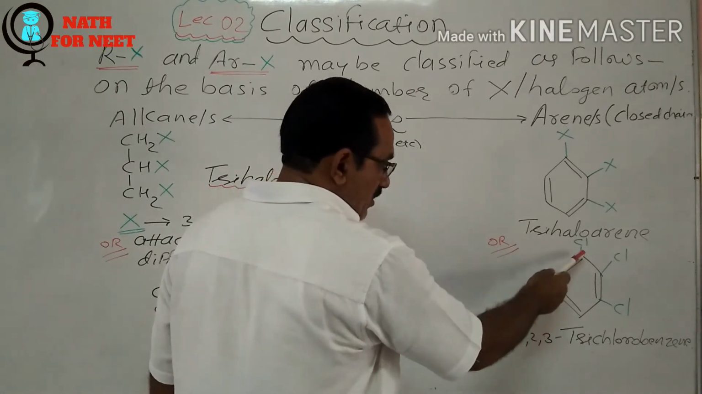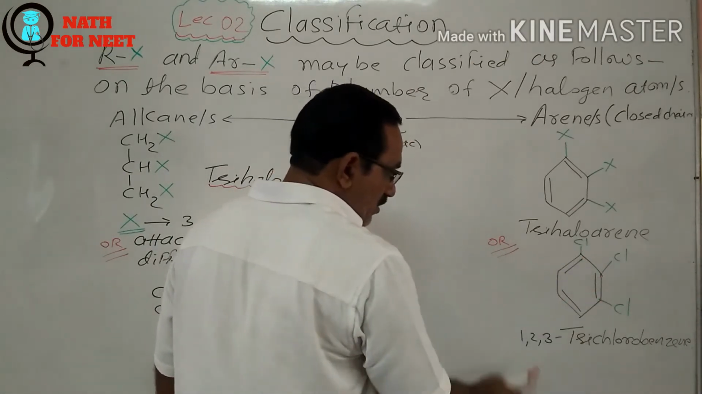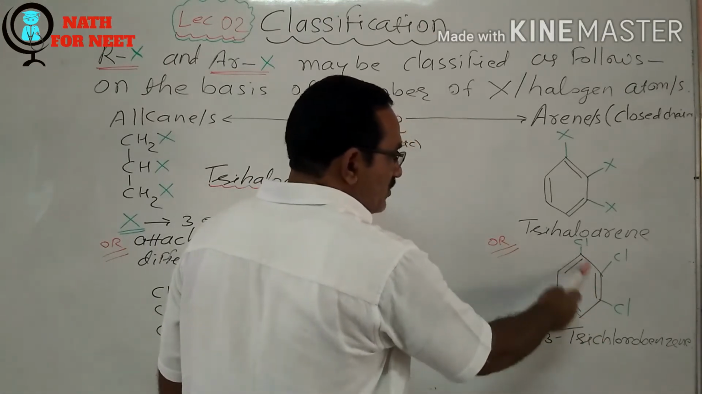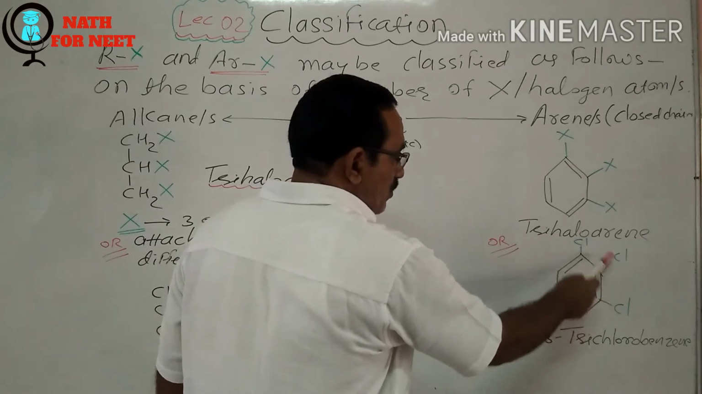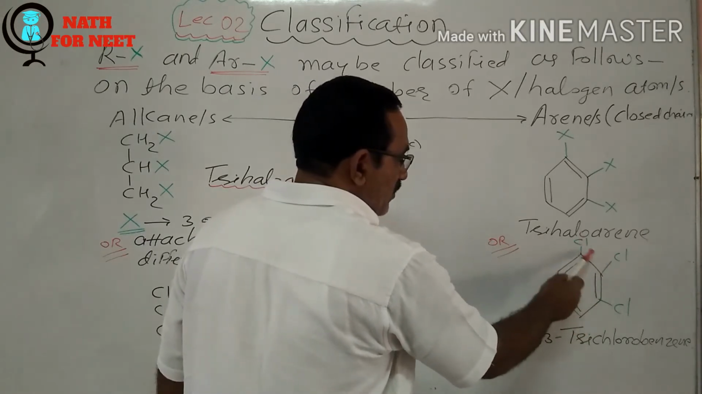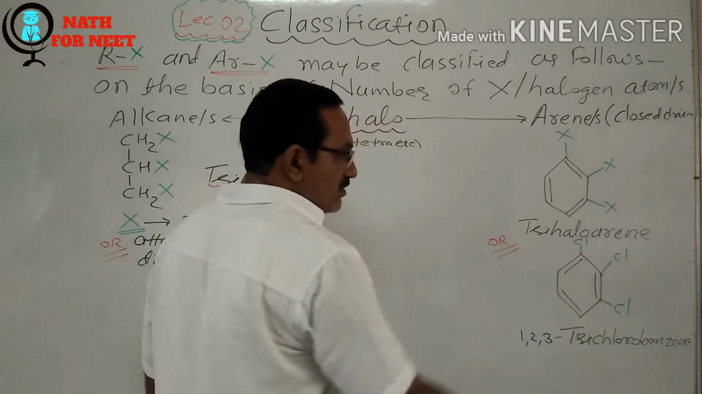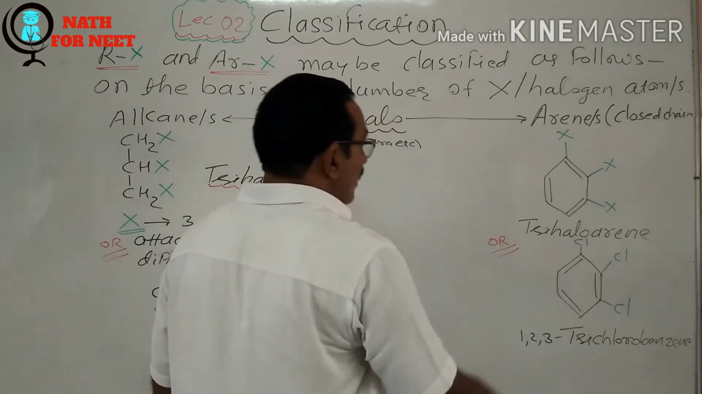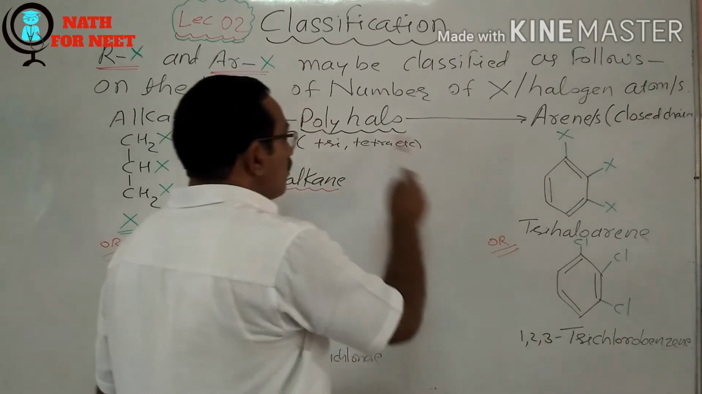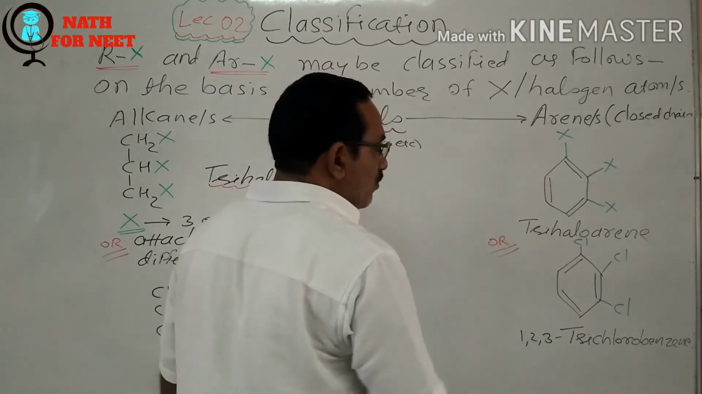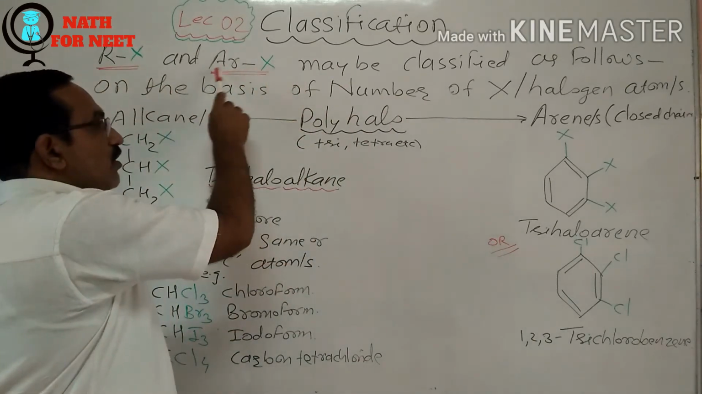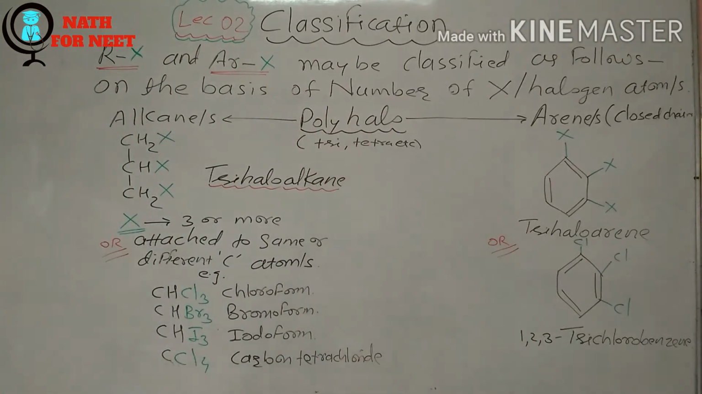Here this is the 1, 2 and 3rd position. So 1, 2, 3-trichlorobenzene, because this is the benzene ring, and the halogen atoms, these chlorine atoms, directly attach to the respective carbons of the aromatic ring, and hence this is a case of polyhaloarene. It belongs to the haloarenes.